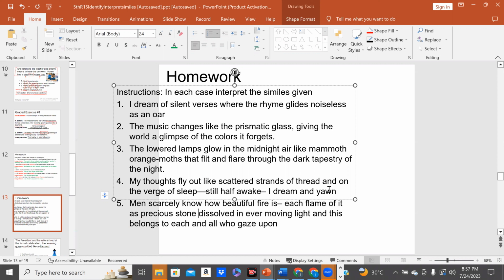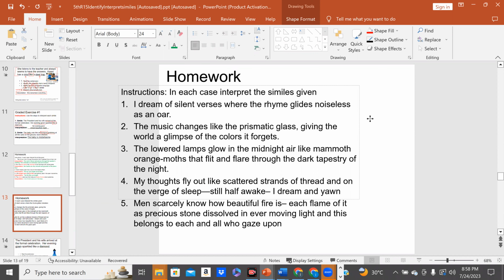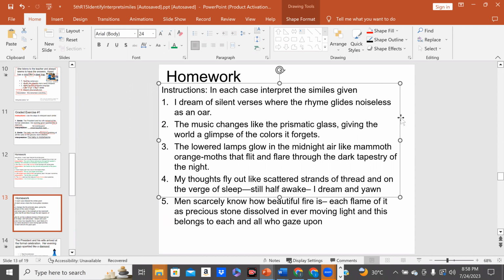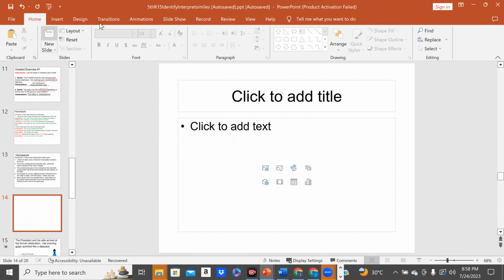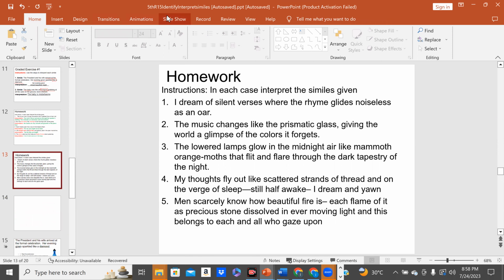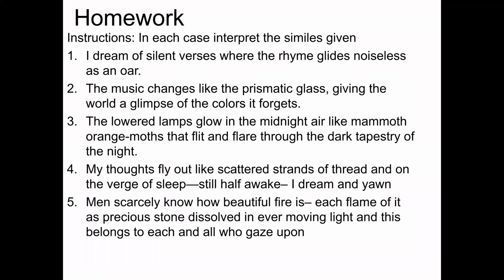All right. The first one, I dream of silent verses where the rhyme glides noiseless as an oar. Number 2, the music changes like the prismatic glass, giving the world a glimpse of the colors it forgets. Number 3, the lowered lamps glow in the midnight air like mammoth orange moths that flit and flare through the dark tapestry of the night. Number 4, my thoughts fly out, scattered strands of thread, and on the verge of sleep, still half awake, I dream and yawn.